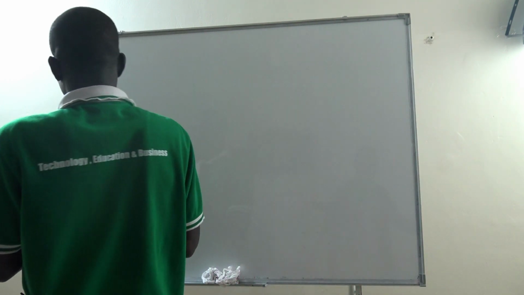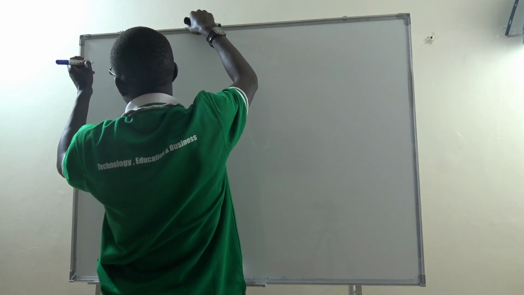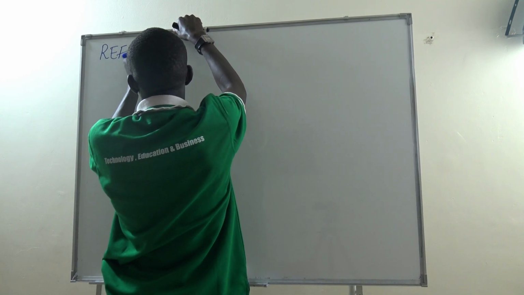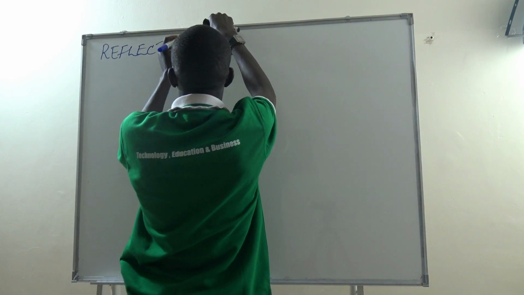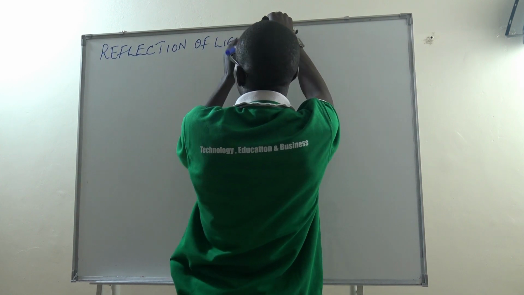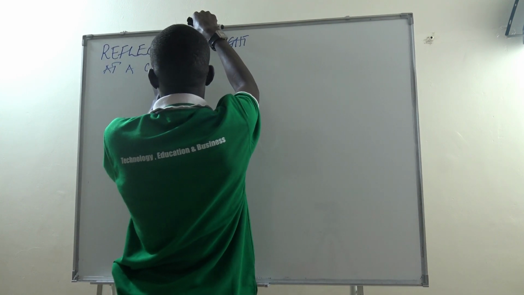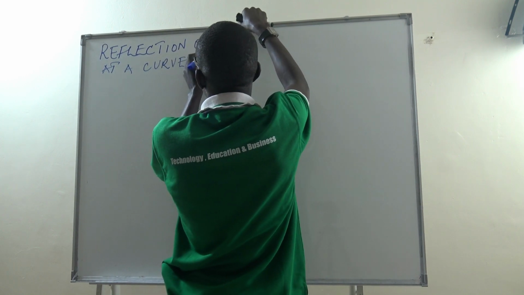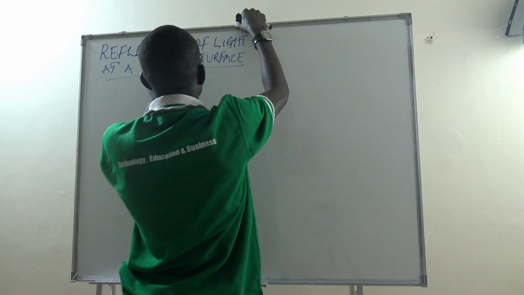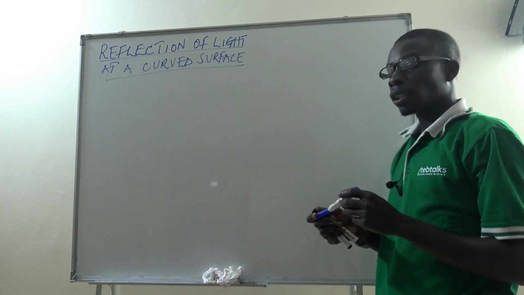So let's introduce our new subunit 2, and that is none other than reflection of light at a curved surface. So this is our subunit 2.